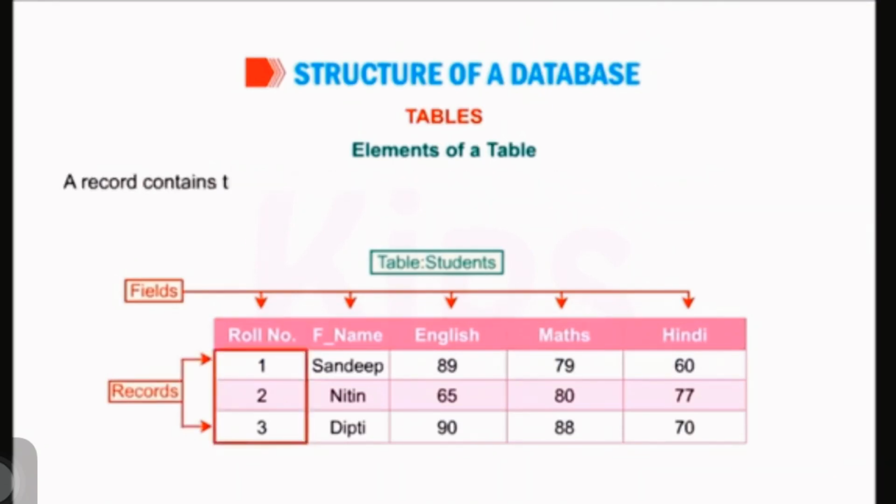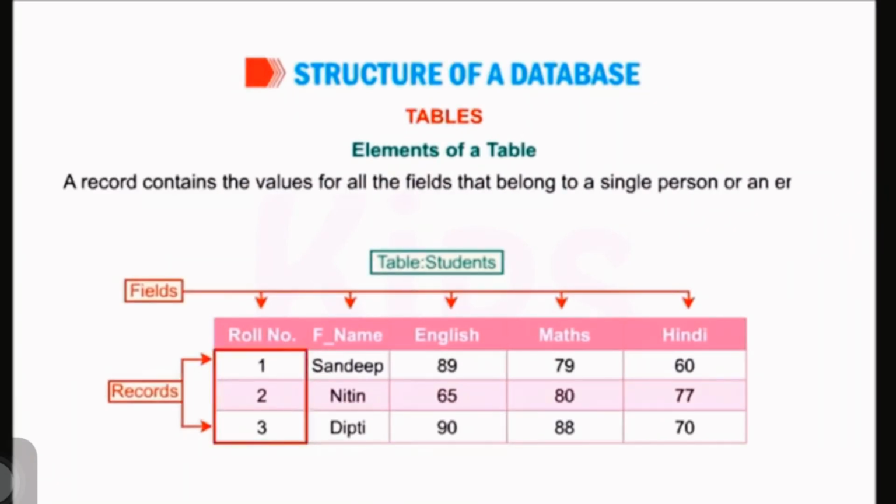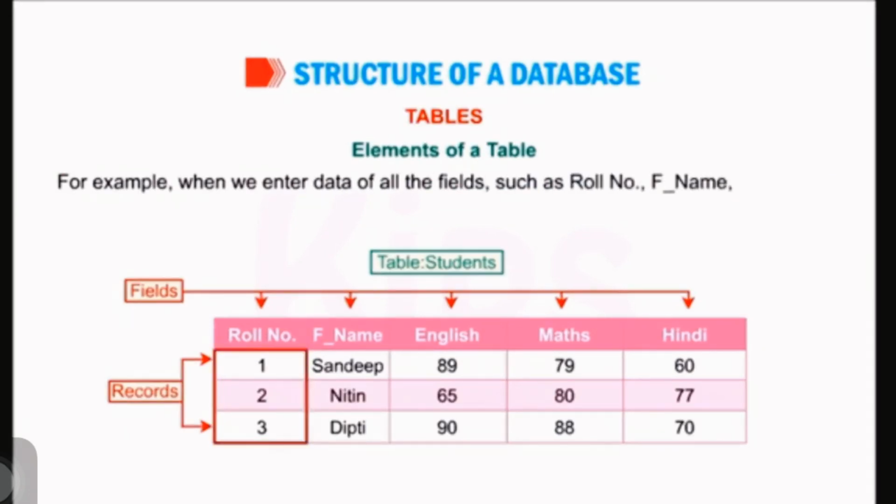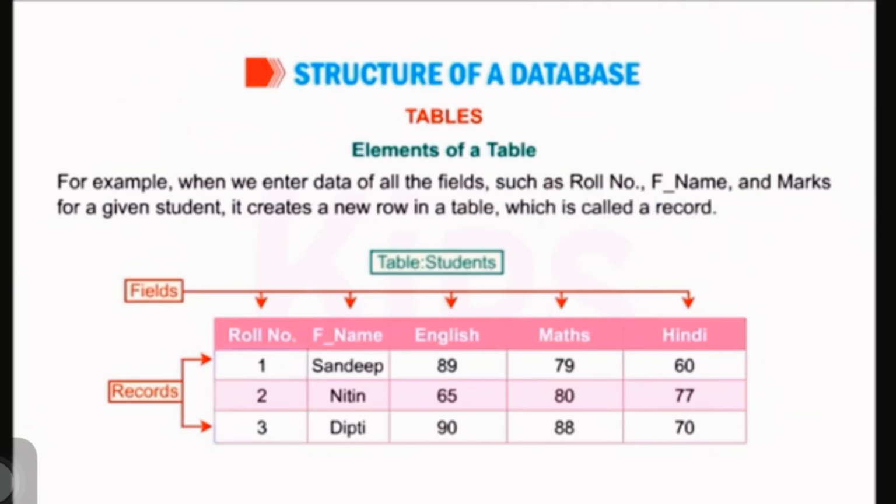A record contains the values for all the fields that belong to a single person or an entity. For example, when we enter data of all the fields such as roll number, first name, and marks for a given student, it creates a new row in a table, which is called a record.